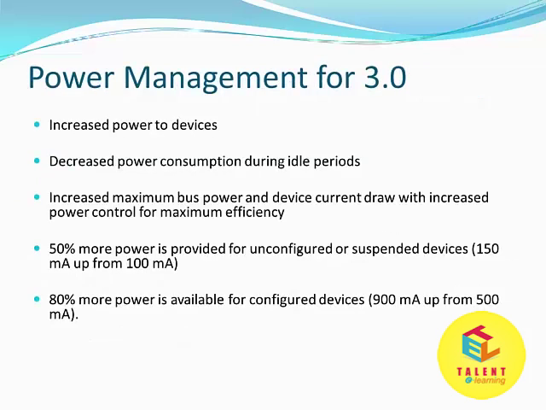Power management for USB 3.0. It increases the power to devices, decreases the power consumption, and increases maximum bus power. 50% more power is provided for unconfigured or unsupported devices. 80% more power is available for configured devices.